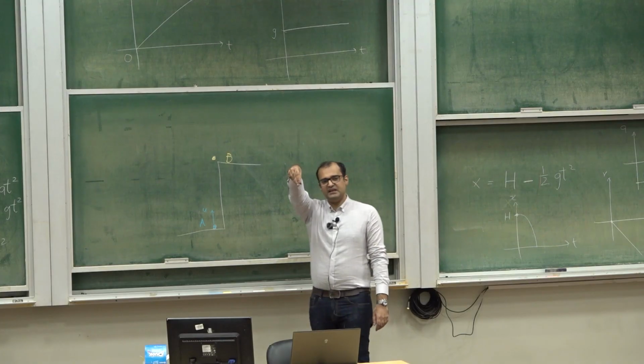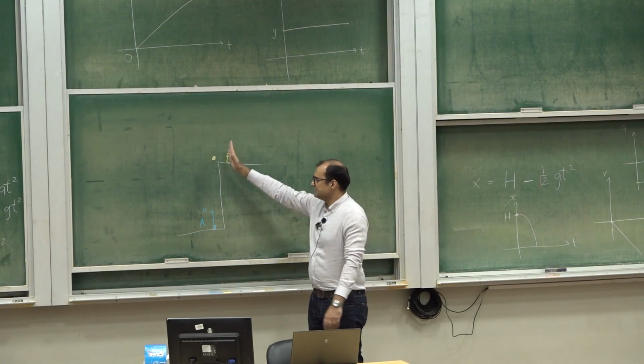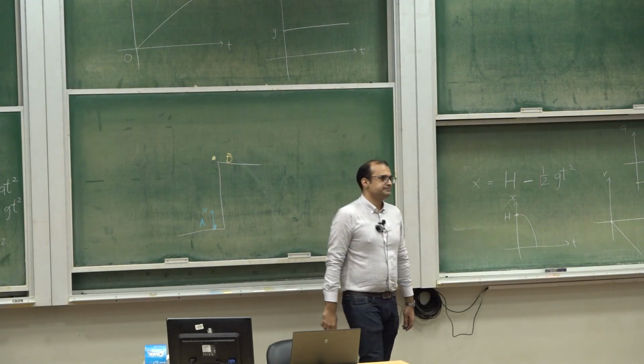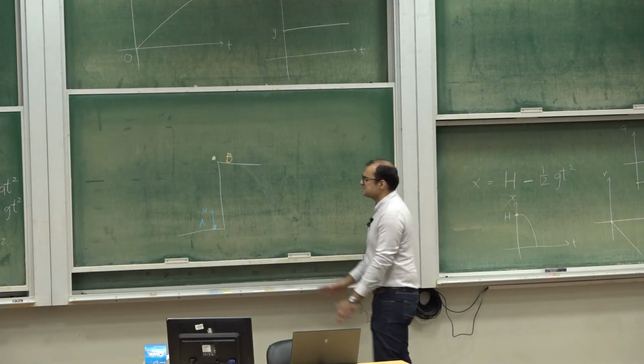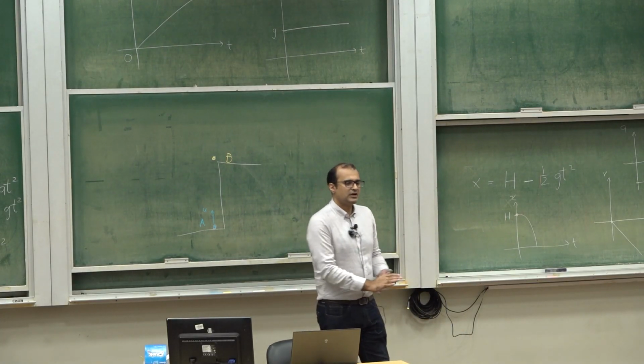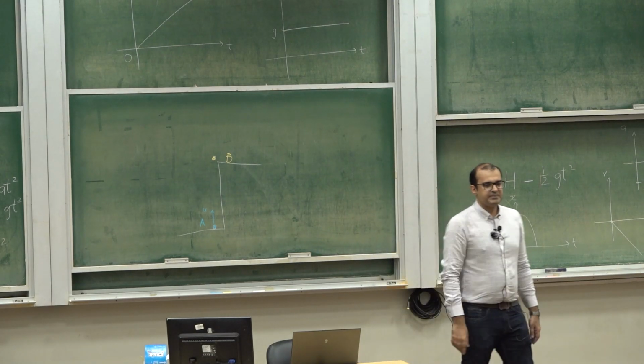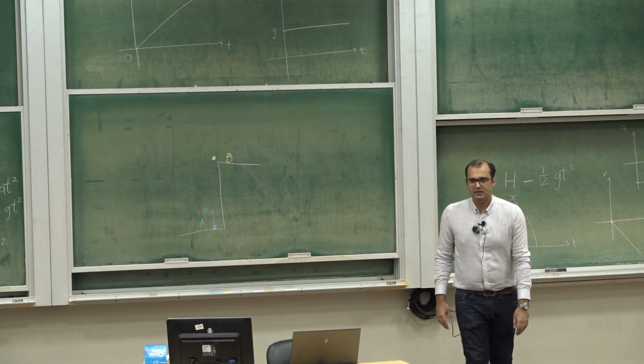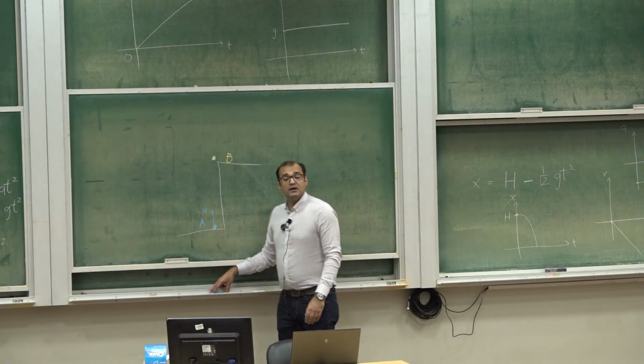Ball B is just being released from rest, so it just falls vertically. Okay? Of course, I've thrown them slightly side by side so that they don't collide with each other. Okay, but that horizontal separation is not really important over here. Okay, so how do I do this?